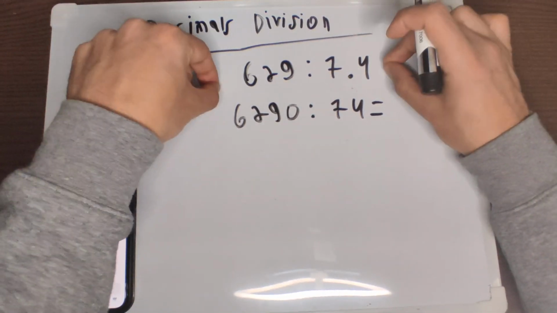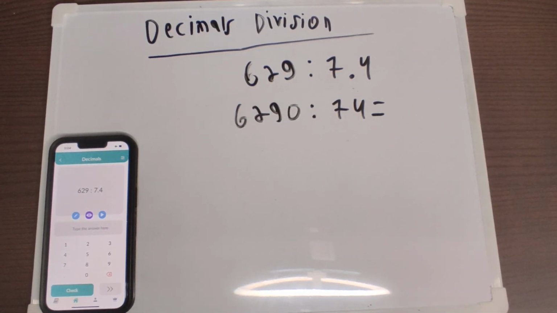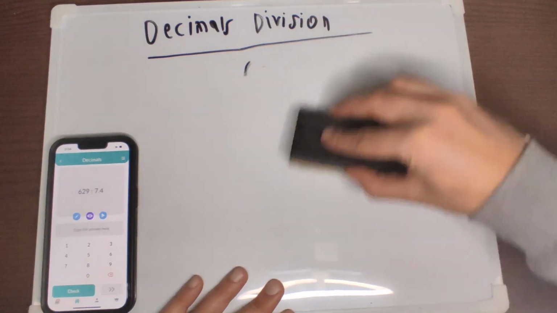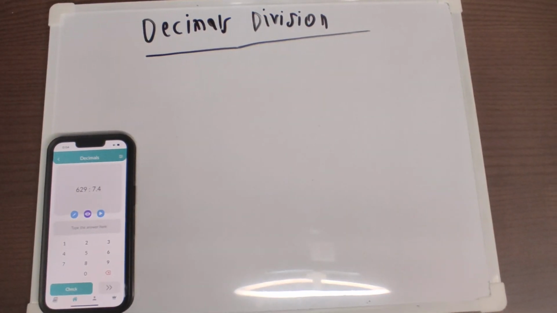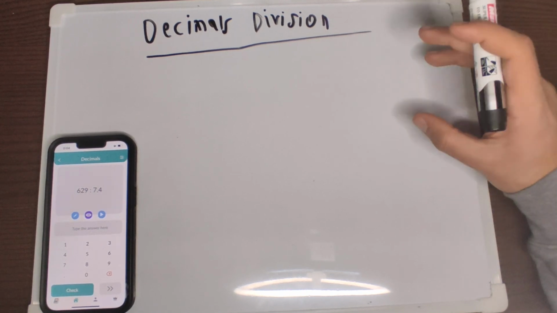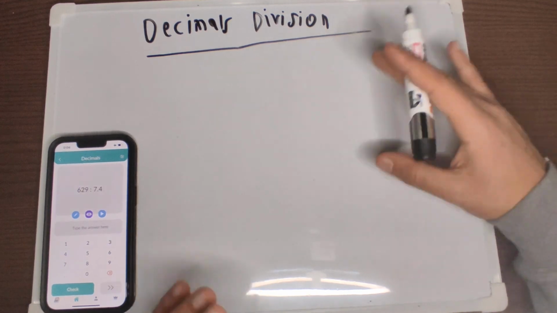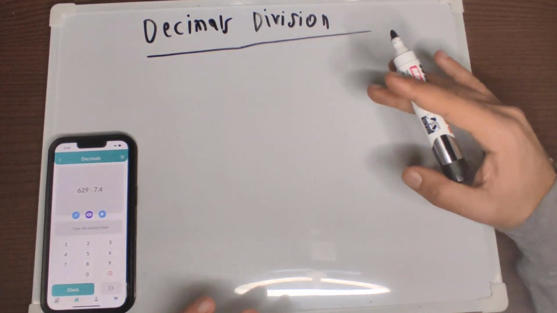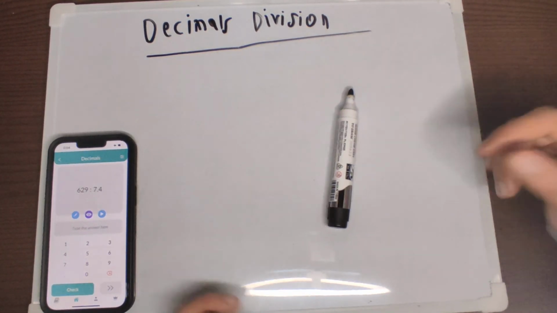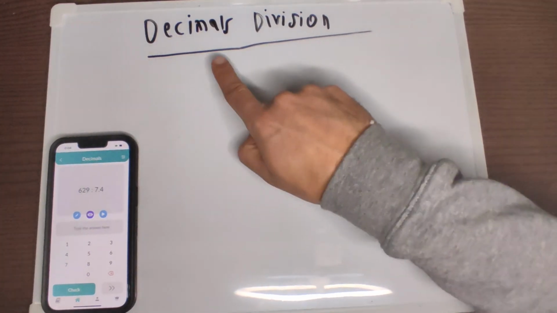This is the most important part in decimal division, and there are more methods to solve those exercises, but this is the main one. We need to always get rid of the decimal point. Always. And then we can keep going however we would like. It's not decimal anymore.